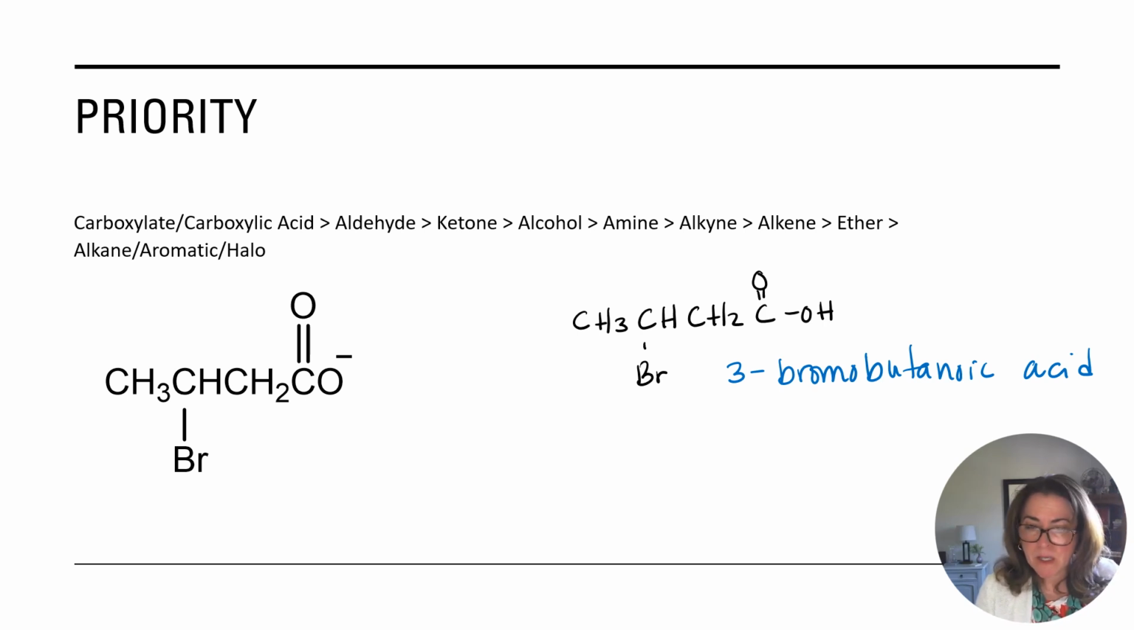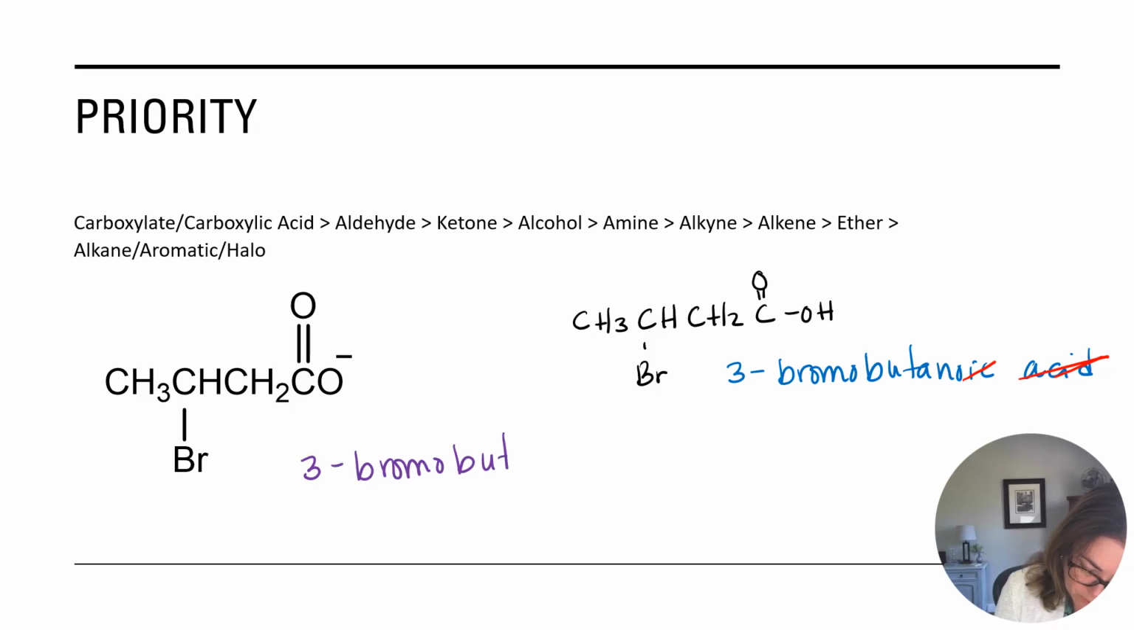When it becomes the ion, we're going to keep everything else the same, but just remember that we are dropping the ic acid and replacing that with oate. So this now becomes 3-bromobutanoate.